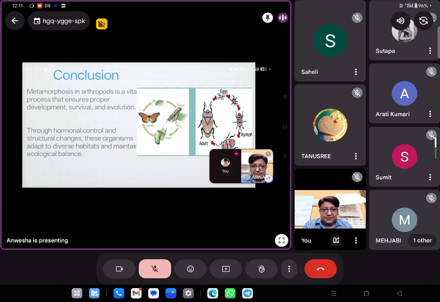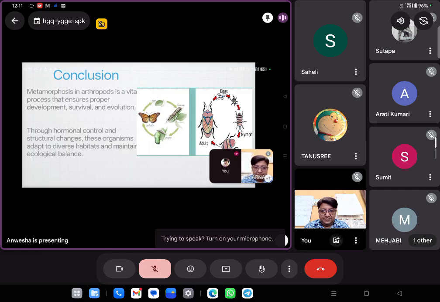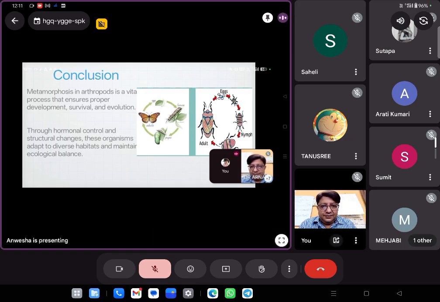Last, conclusion. In conclusion, metamorphosis in arthropods is a vital process that ensures proper development, survival and evolution. Through hormonal control and structural changes, arthropods successfully adapt to different habitats and help maintain ecological balance in nature.